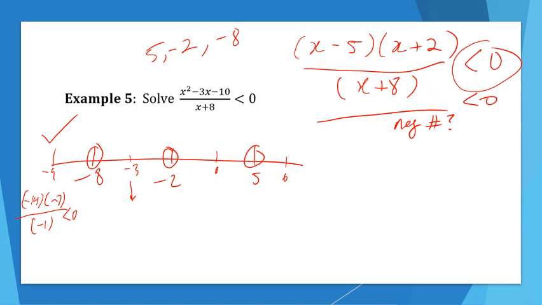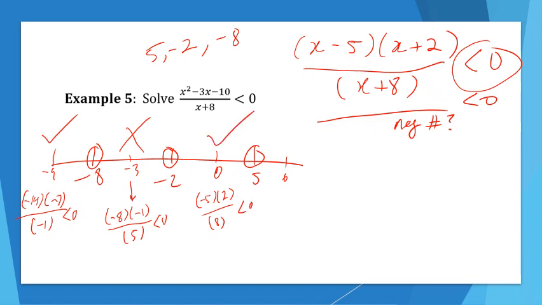Plugging in -3, we get -8 times -1, all over +5. This is a positive over a positive, which is not less than 0, so you can eliminate that one. If we plug in 0 here, you should get -5 times 2 over 8. This is a negative over a positive, which is a negative. So yes. And then plugging in 6, we get 1 times 8 over 14. This is definitely a positive number, so this is going to be no good. So here, our inequality should look like that.